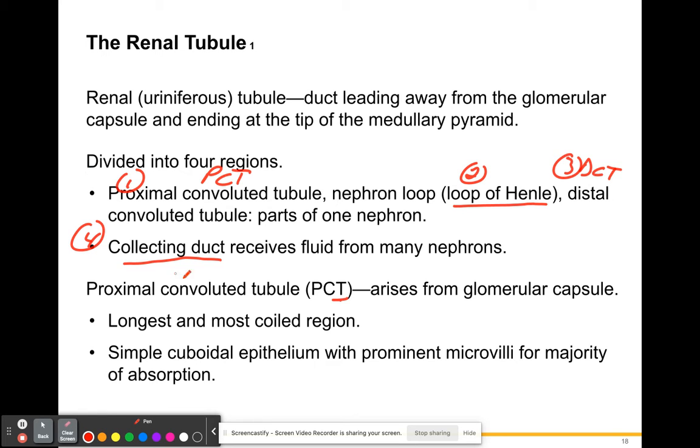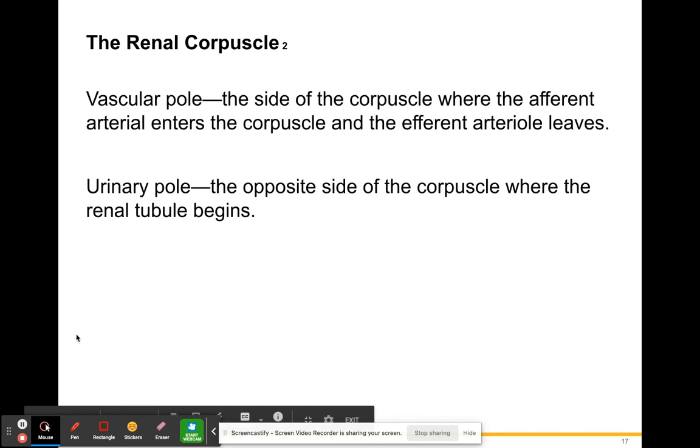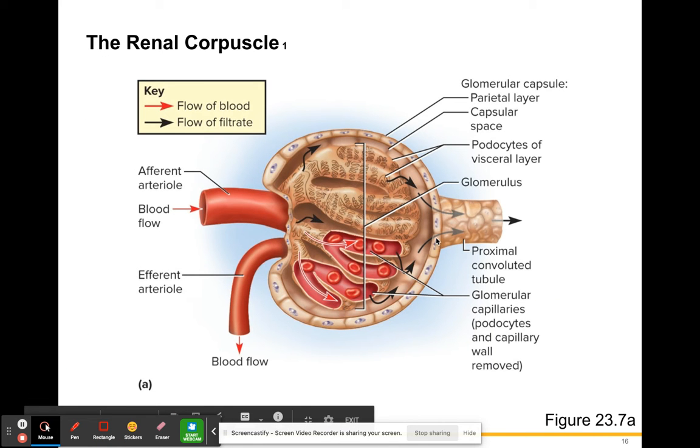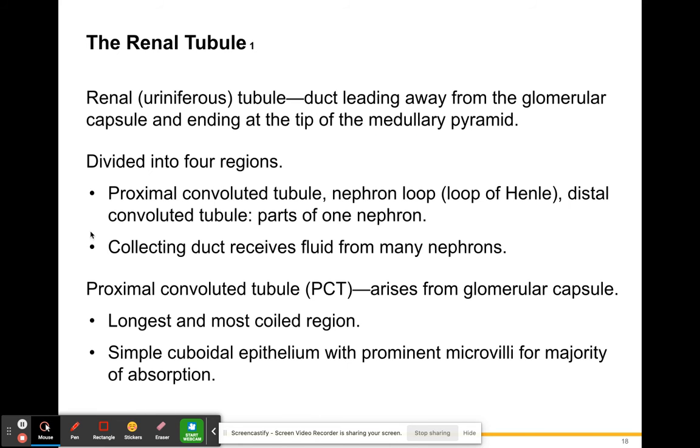The proximal convoluted tubule arises from that Bowman's capsule. So if we go back to our picture here, here's our Bowman's capsule, or our glomerular capsule, and here's our proximal convoluted tubule, and that's the very, very beginning of our renal tubule.